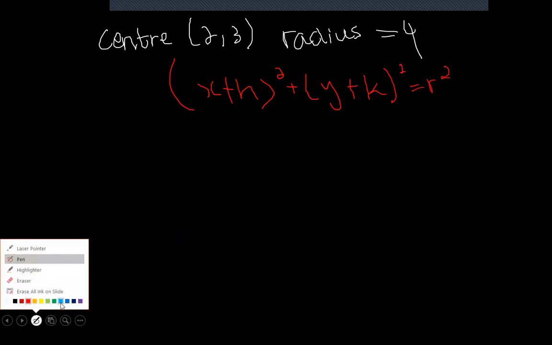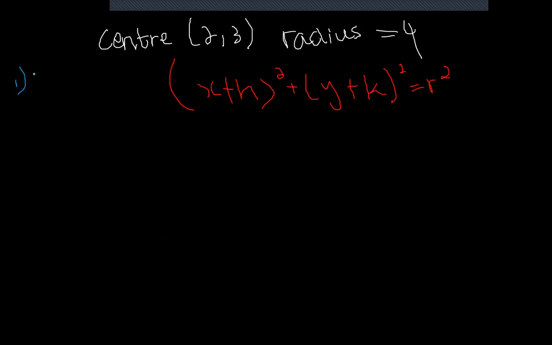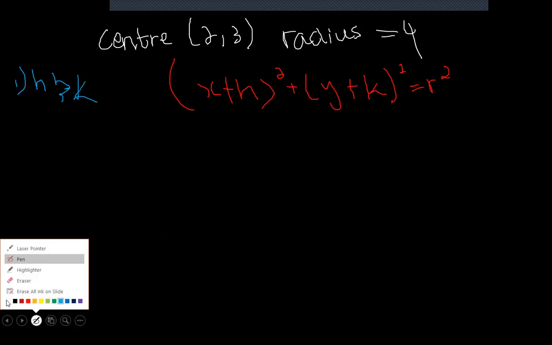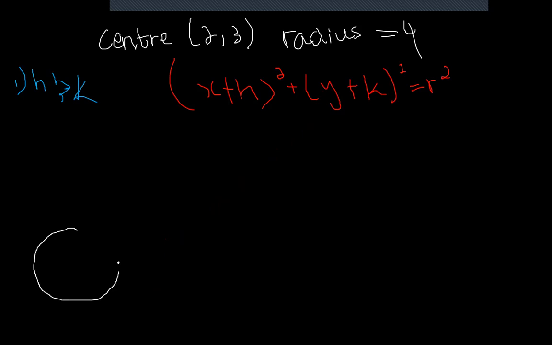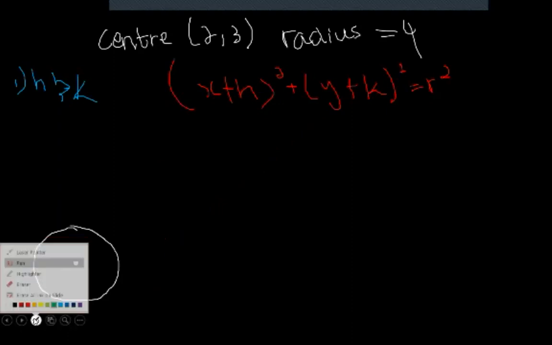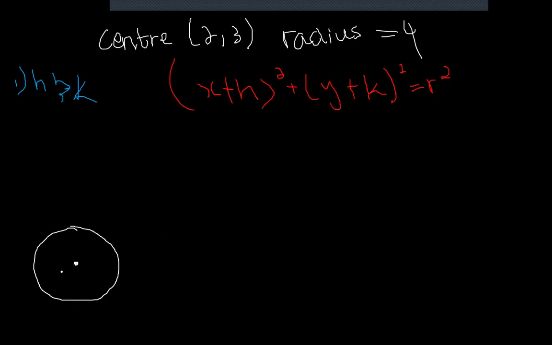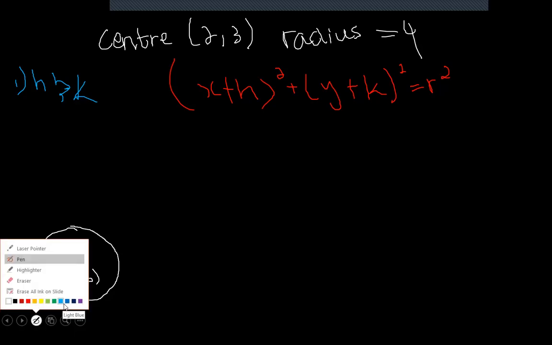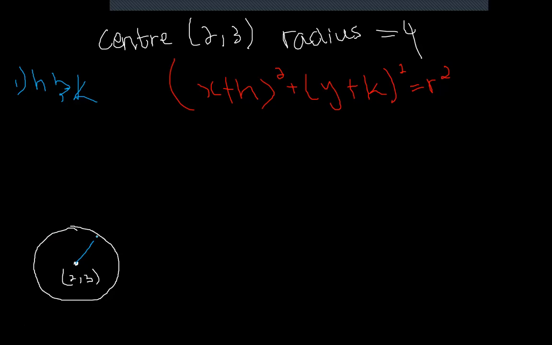We said from last class, when given questions like these, the first thing you want to do is identify h and k. Let me just draw the circle real quick. I told you, you could do a sketch if you want to. They wouldn't penalize you for that. So that's my center. Remember the coordinates. They gave you the coordinates 2, 3. And they told you that the radius is 4.